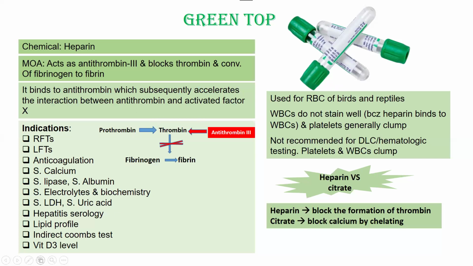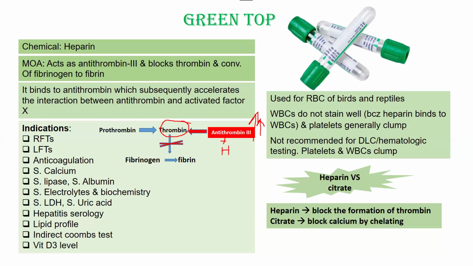So what does heparin do? It also acts through antithrombin 3. It basically binds with antithrombin 3, and when it binds to antithrombin 3, it will accelerate or increase the activity of antithrombin 3. So the thrombin will be blocked, and the fibrin is not going to be formed. So that's the mode of action of heparin.